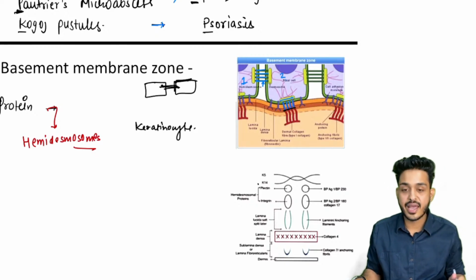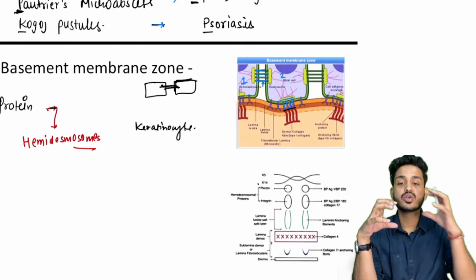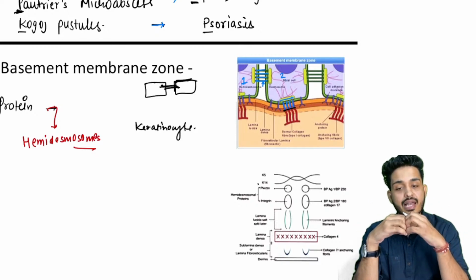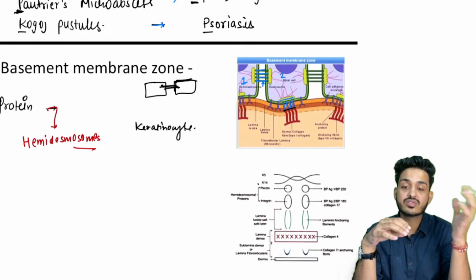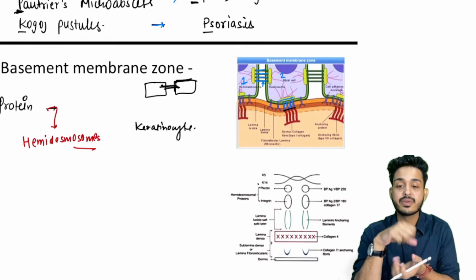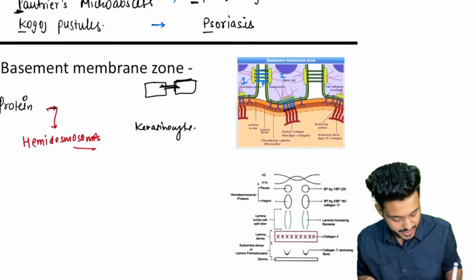These are known as hemidesmosomes. So basically, two keratinocytes are bound together with the help of desmosomes, and one keratinocyte is binding with the basement membrane with the help of hemidesmosomes.